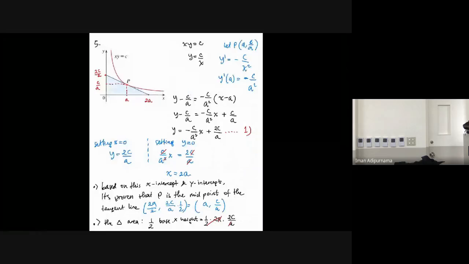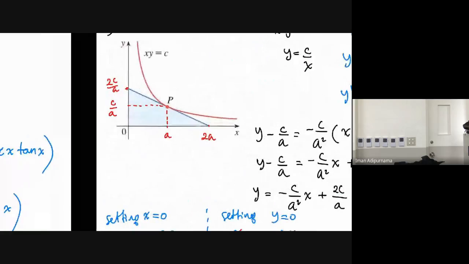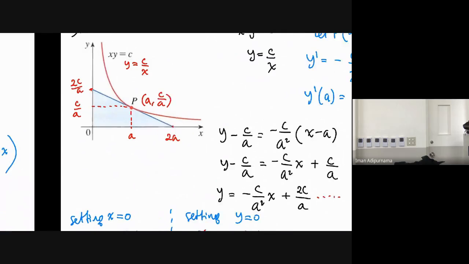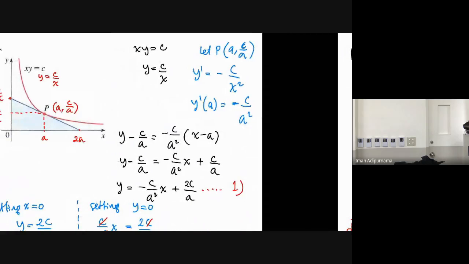And number 5. First, we need to prove P is the midpoint of the tangent line. So maybe we need to have some number A at point P. So let's say A, because our hyperbola is y equals c over x, right? So we can have y equal to c over A here. And then first we can check the slope.